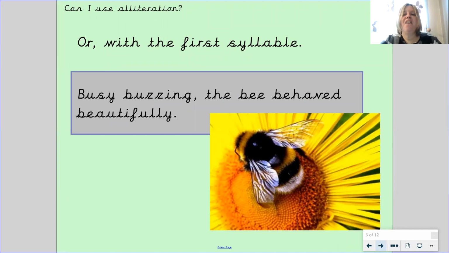Or with the first syllable. Busy, buzzing, the bee behaved beautifully. So we got busy, buzzing, the bee behaved beautifully.